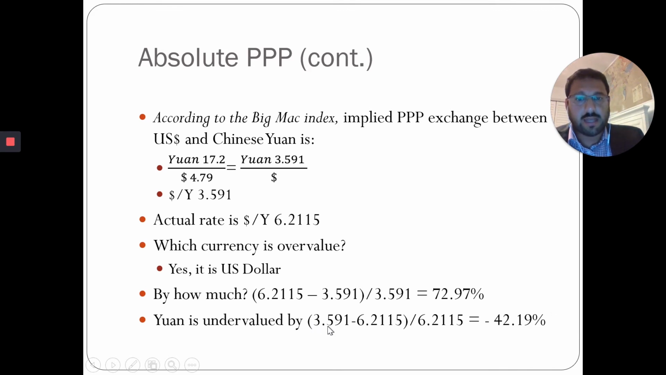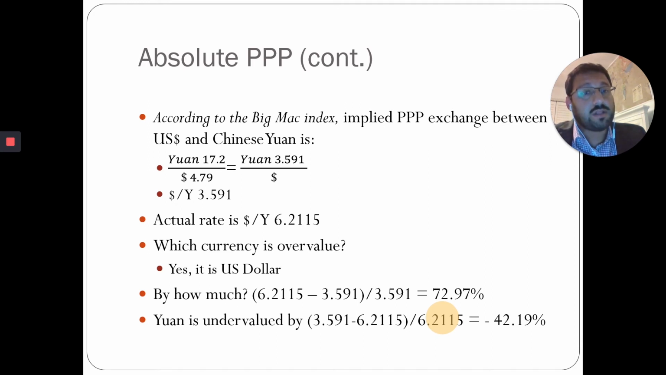So in order to get this number, the undervalued, as I just mentioned, should be attached with the negative sign. So in order to get the negative sign, you need to subtract the bigger number in the numerator from the smaller number. So 3.591, which is the implied purchasing power parity exchange rate, minus 6.2115, whole divided by whatever is the second number, this one. You again have to include it here, and whatever number you get will be in decimals.